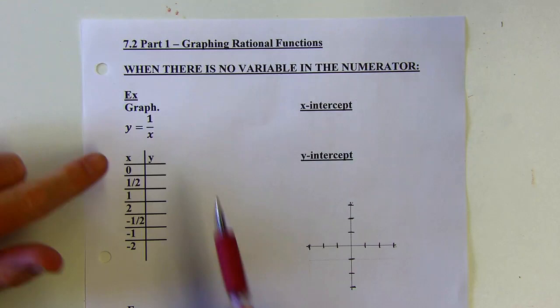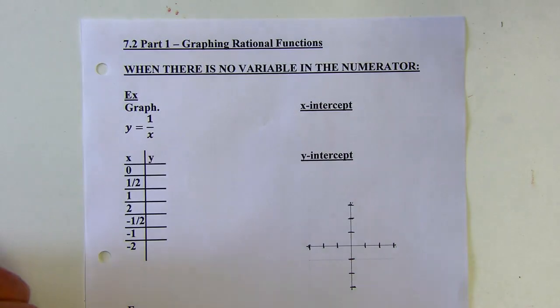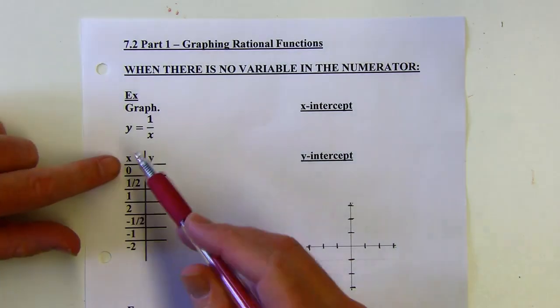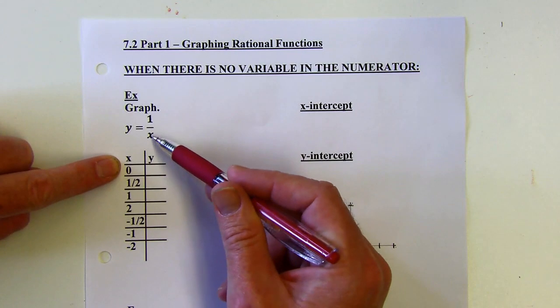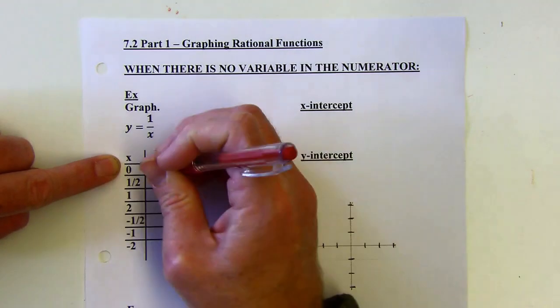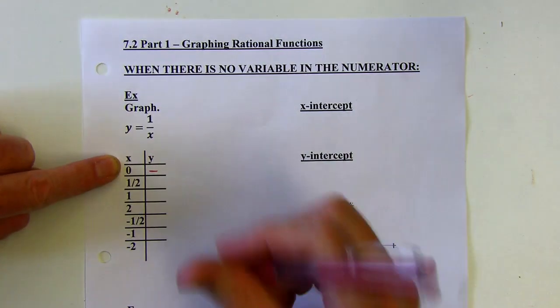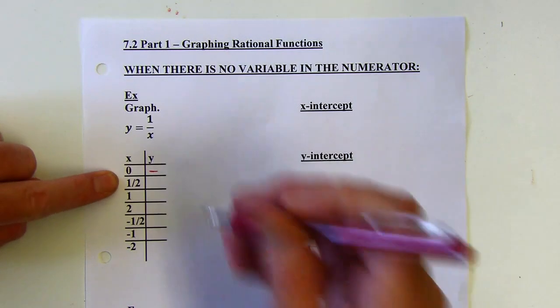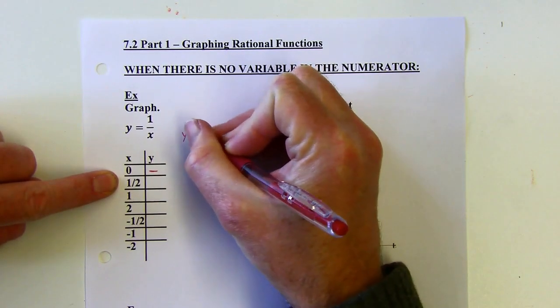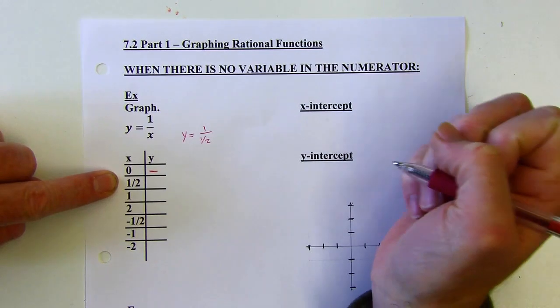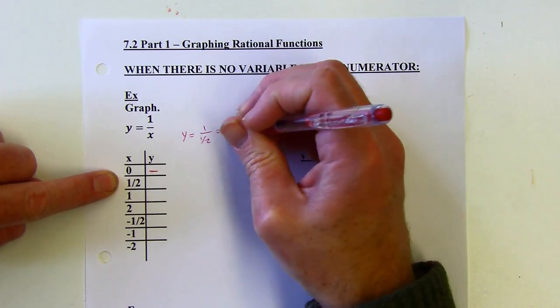So we can start by making an XY table to graph some points. And we'll just plug in some x values, okay? So when I plug in 0 for x, I'll have 1 divided by 0. Well, that's going to be undefined, okay? When I plug in 1/2 for x, let's think about that. I'm going to have, I'll just write it right here, y equals 1 over 1/2.